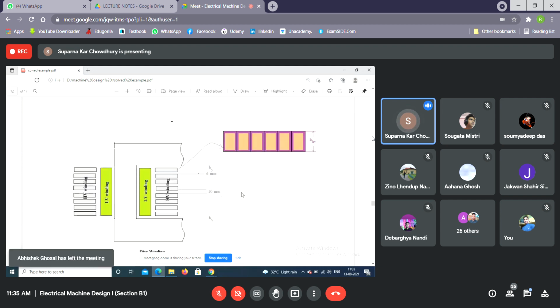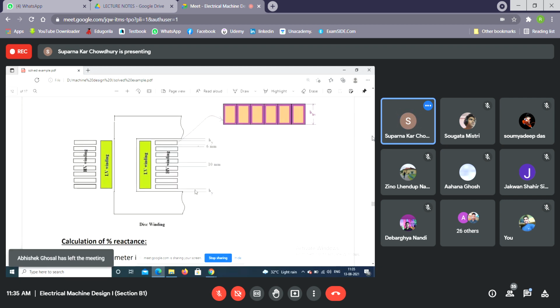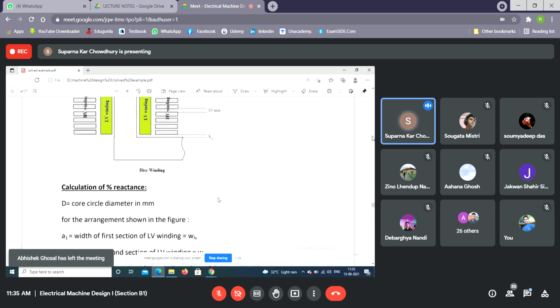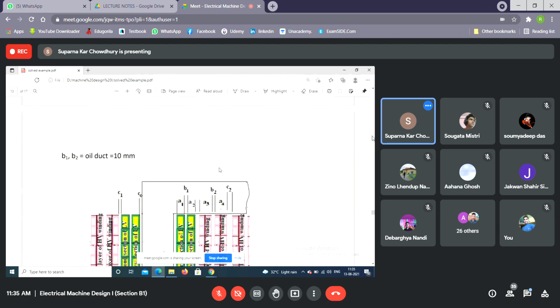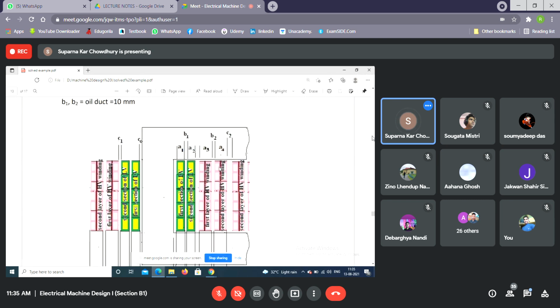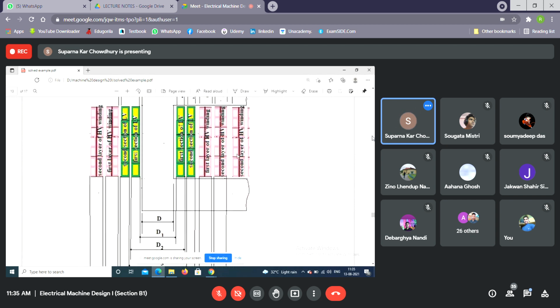So after calculating the winding dimension, the next thing is that we have to calculate the percentage reactance. Actually, the reactance I have specified in the problem. Now the reactance depends on the conductor arrangement. I will give some relationships which are empirical relationships like this. I have assumed the arrangement of winding like this.